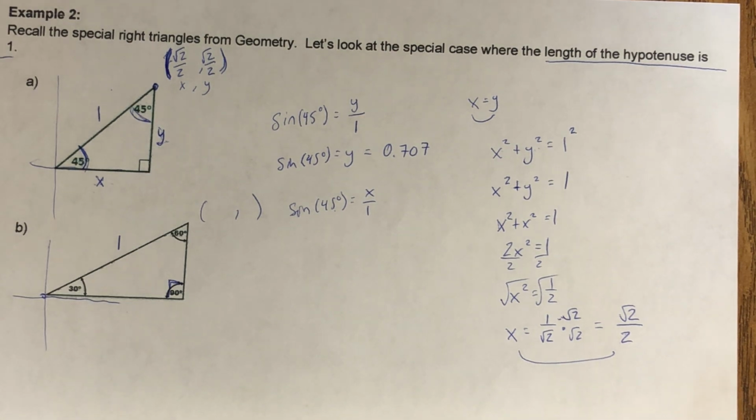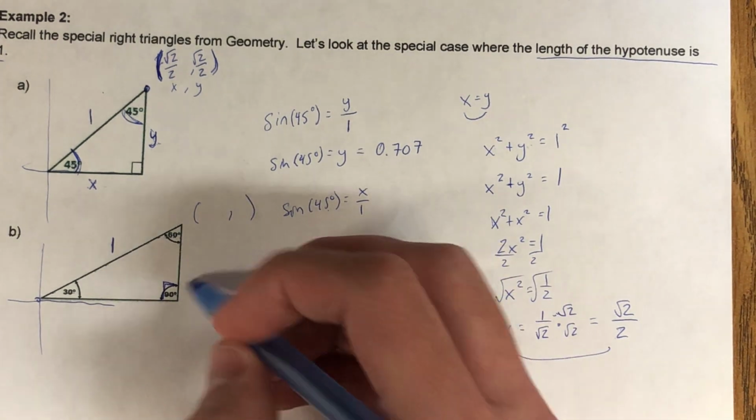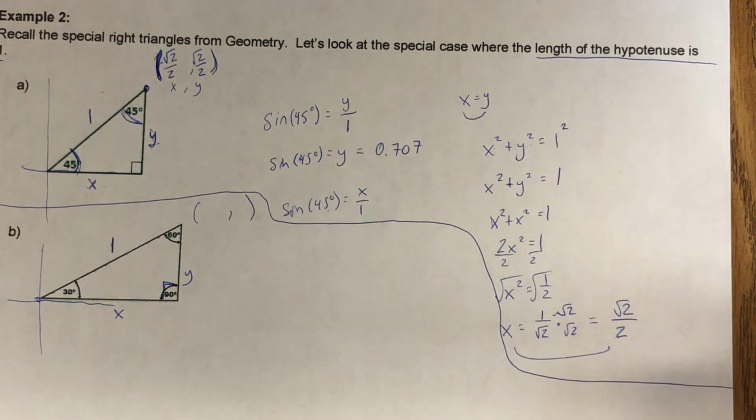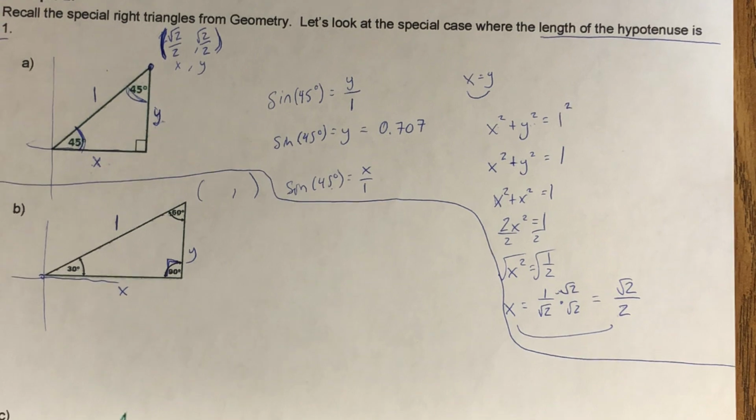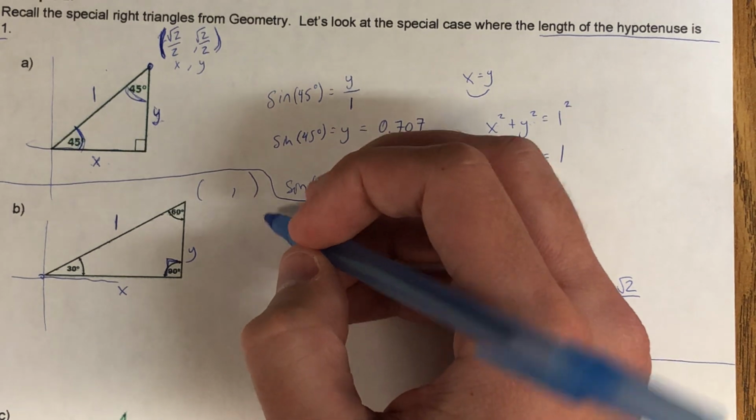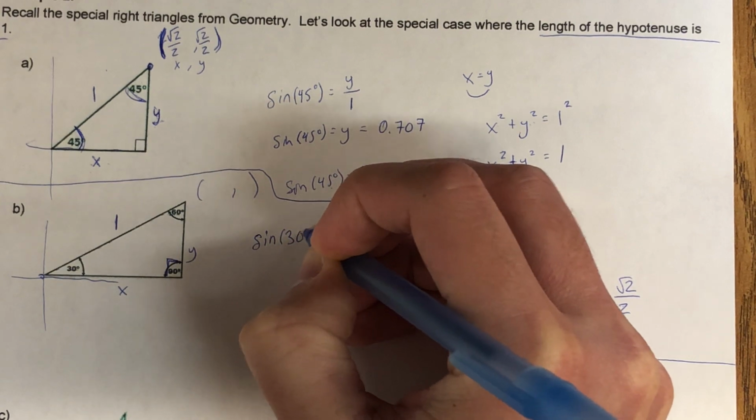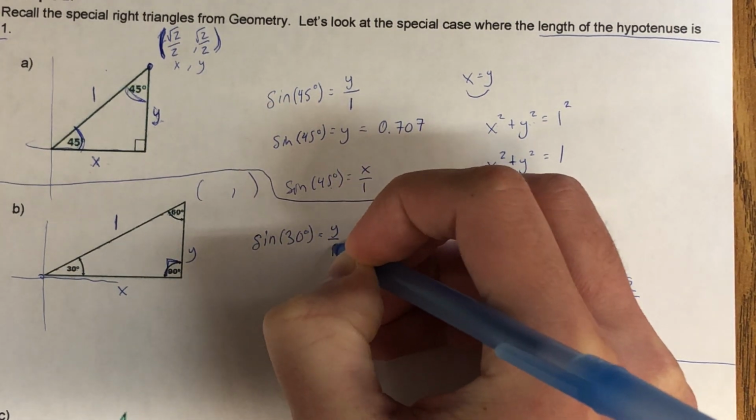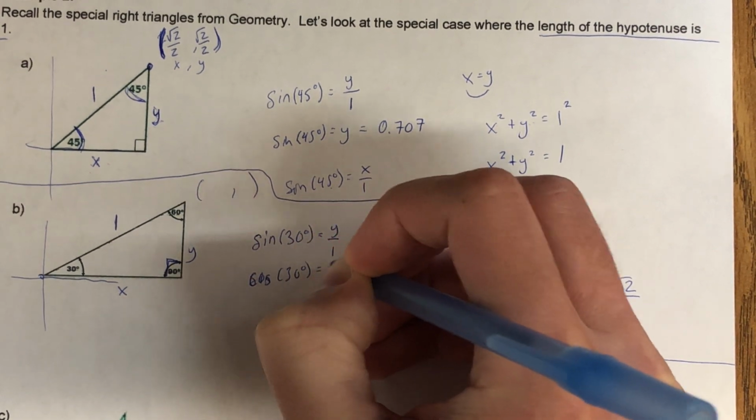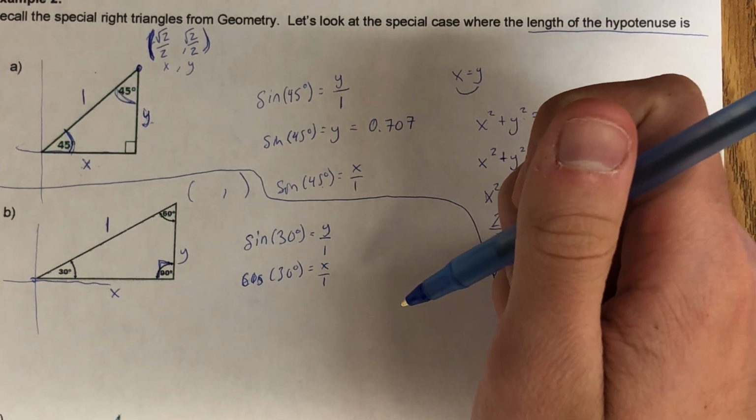Okay. So let's continue. Next we have this one down here. Again, we have an x and y value. Let me give myself a little more space. We want to determine what those x and y values are. So we've got sine of 30 equals y over 1, and cosine of 30 would equal x over 1.